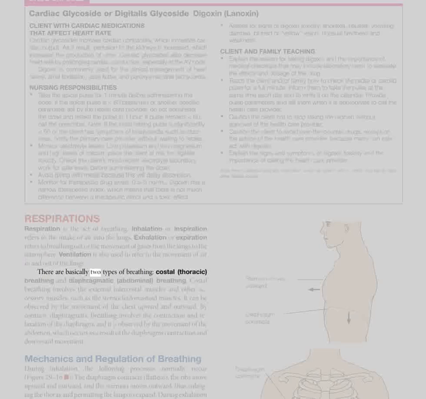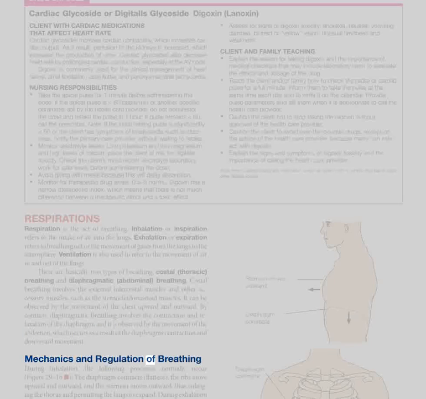There are basically two types of breathing: costal, thoracic breathing, and diaphragmatic, abdominal breathing. Costal breathing involves the external intercostal muscles and other accessory muscles, such as the sternocleidomastoid muscles. It can be observed by the movement of the chest upward and outward. By contrast, diaphragmatic breathing involves the contraction and relaxation of the diaphragm, and it is observed by the movement of the abdomen, which occurs as a result of the diaphragm's contraction and downward movement.